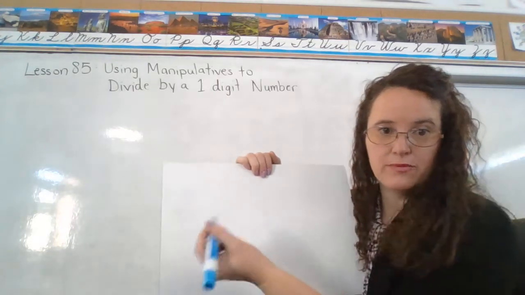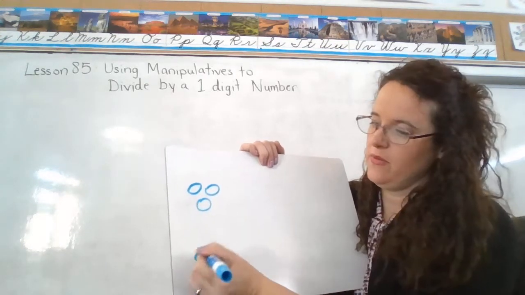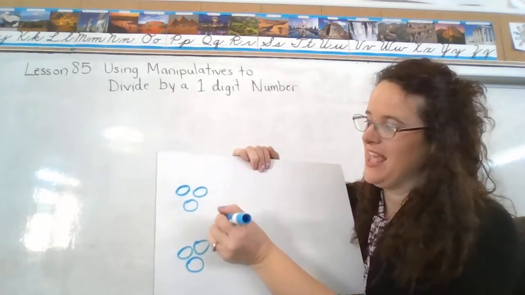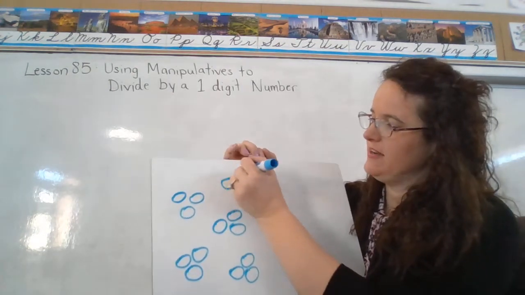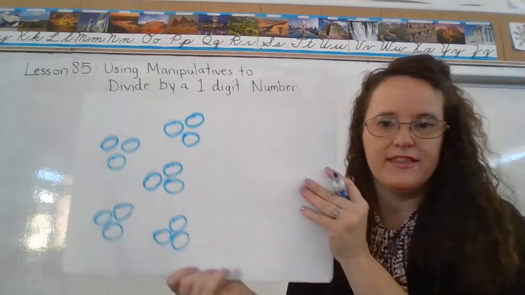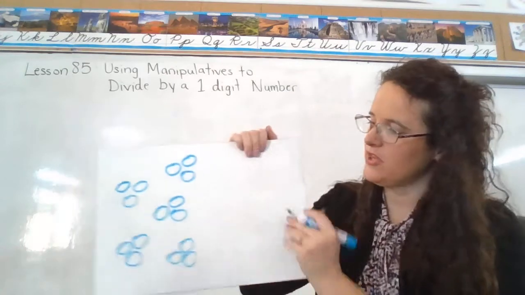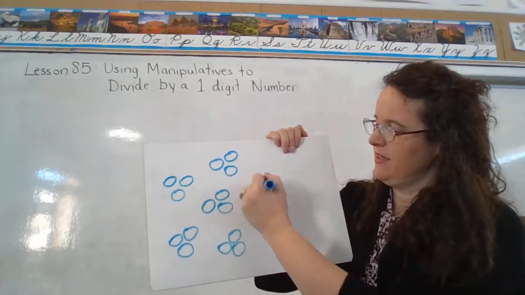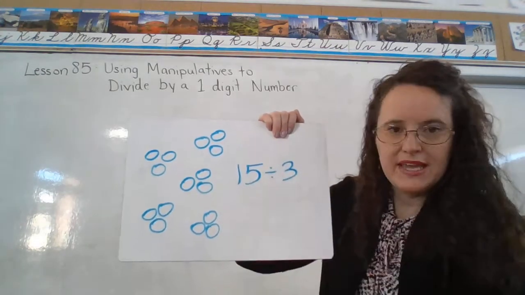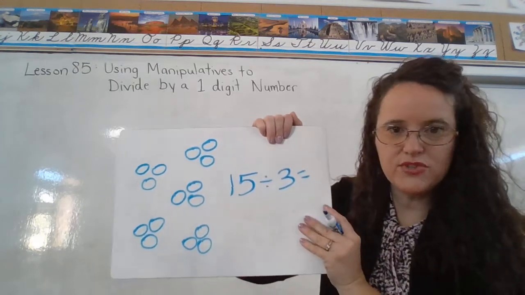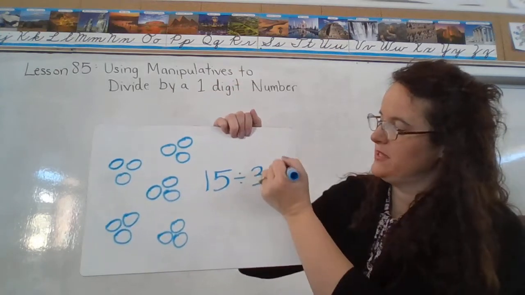So I'm going to start by making groups of 3 and stop when I get to 15. So I have 1, 2, 3, 4, 5, 6, 7, 8, 9, 10, 11, 12, 13, 14, 15. There's my 15 students working together in groups of 3. So, how many students did I start with? 15. I divided them into groups of 3. How many groups do I have? I have 1, 2, 3, 4, 5 groups.